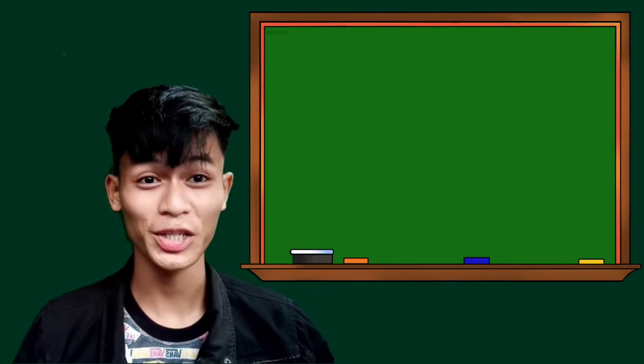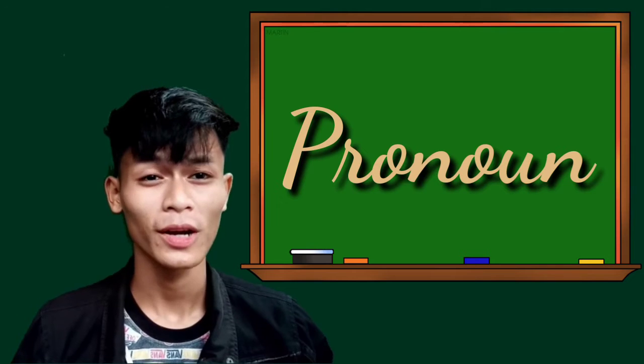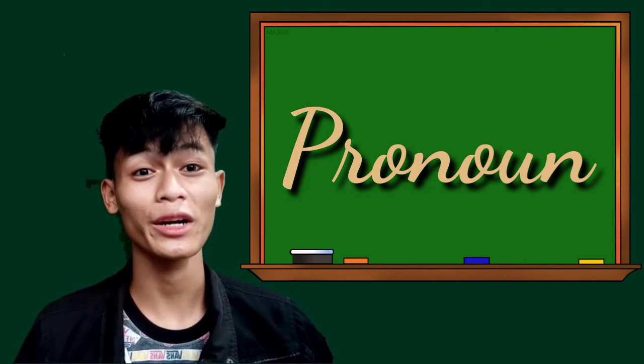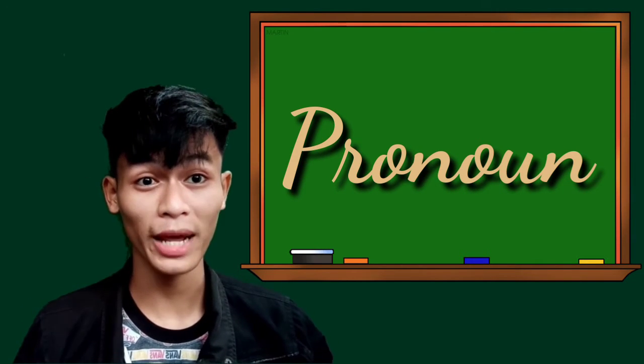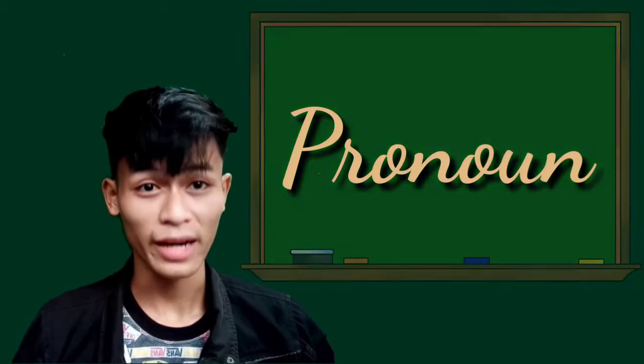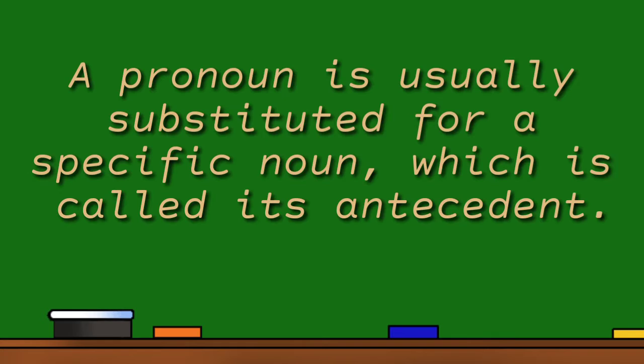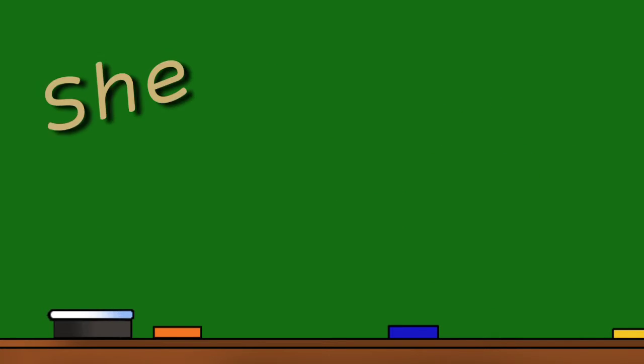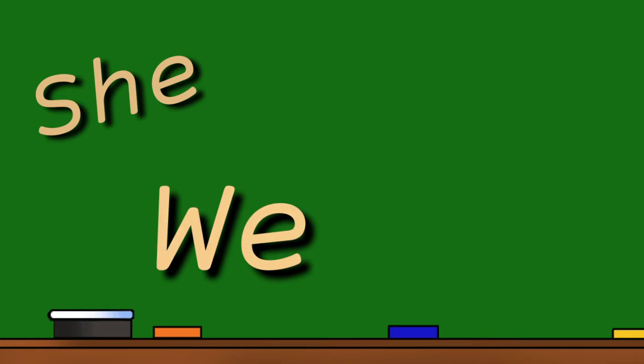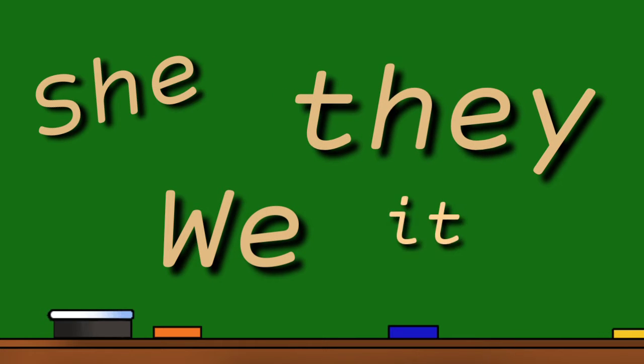The second part of speech is the pronoun. A pronoun is a word used to substitute the place of a noun. A pronoun is usually substituted for a specific noun, which is called its antecedent. For example, we have she, we, they, and it.